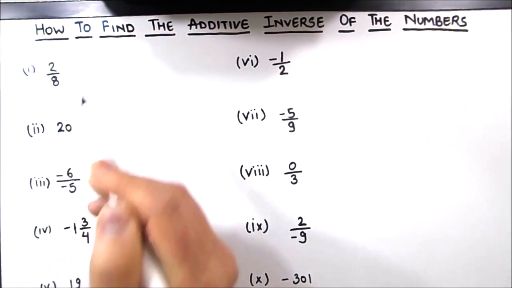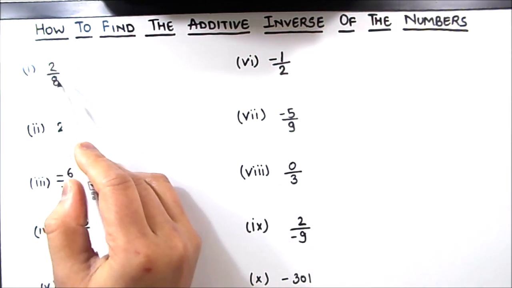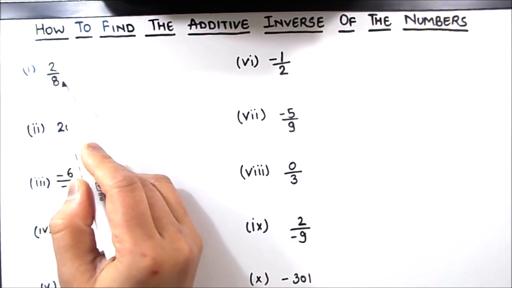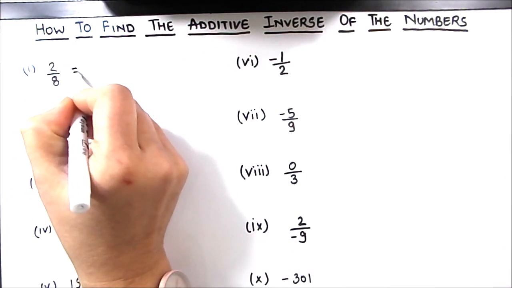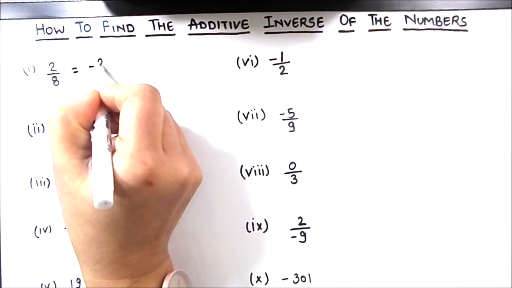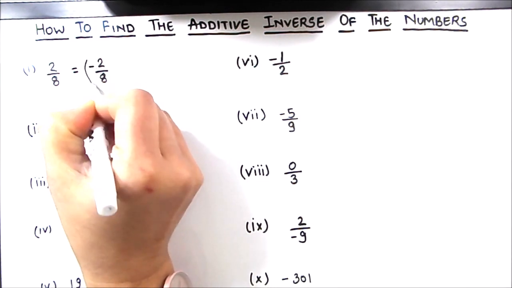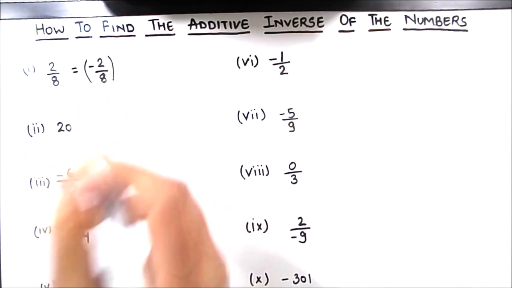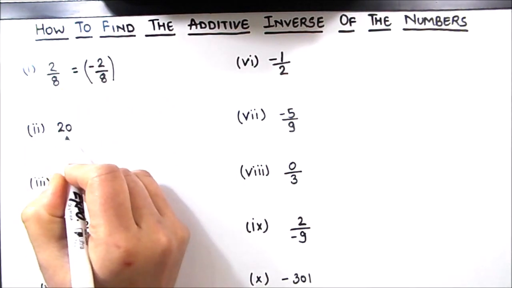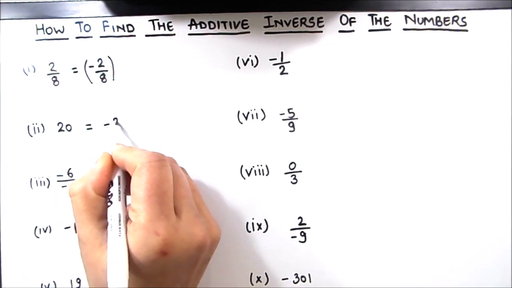In short, we can say that to find the additive inverse of any number, we need to add the same number to it with the opposite sign. For example, the additive inverse of 2 by 8 will be -2 by 8, because when we add -2 by 8 to +2 by 8, we'll get the result as 0. Next is 20. The additive inverse of 20 is -20.